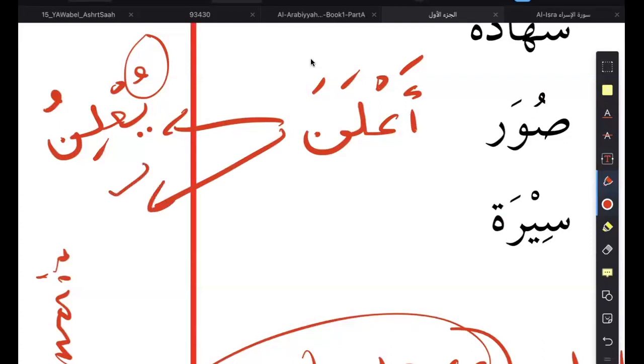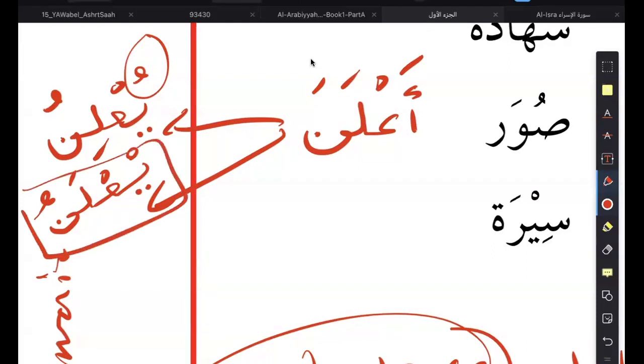The difference would be what? The lam will have a fatha. You see the difference? Here the lam has a kasra, but in the passive the lam will have a fatha. It means it's being announced.